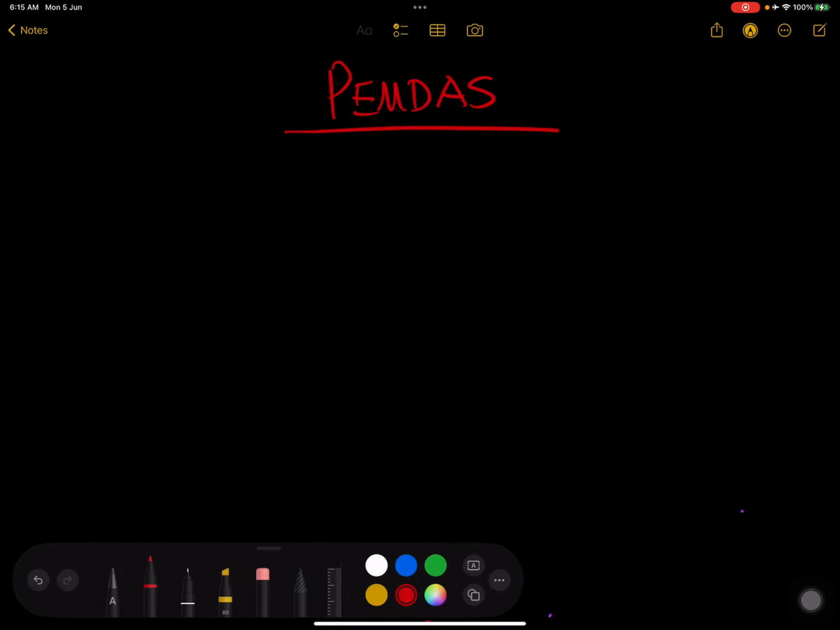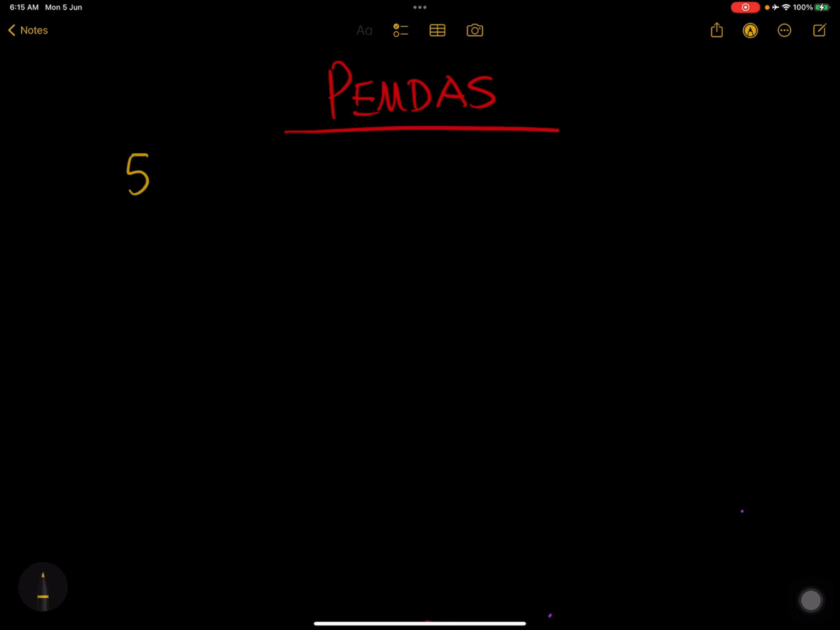So we have PEMDAS, and then the problem we have at hand is 5 whole number 1 over 3 divided by parenthesis open, 4 over 5 minus 1 over 3 of 1 over 2 plus 1 over 6 of 3 over 5 minus 1 over 9. Yeah, so imagine we have a problem like this.